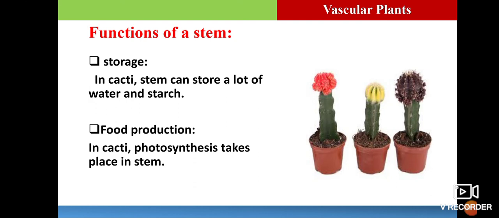What's meant by storage? The function of the stem is storage. We give an example: in cacti, the stem can store a lot of water and starch inside it, since cacti have no true leaves. So it will store the water inside the stem. The second function is food production. As an example, in cacti, photosynthesis takes place in the stem, because we said before that this cactus plant doesn't have true leaves.